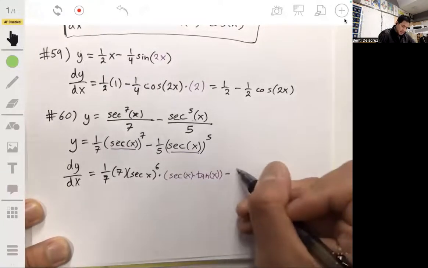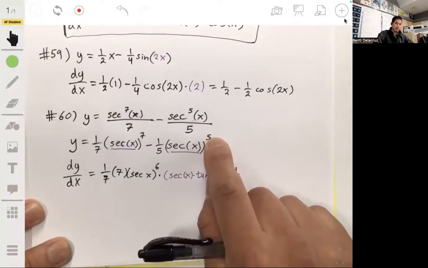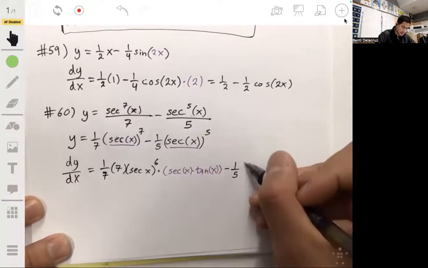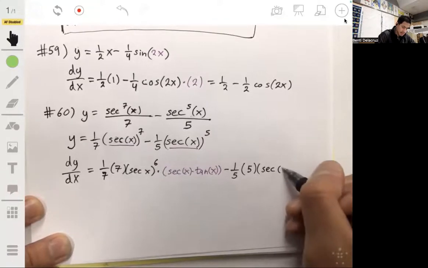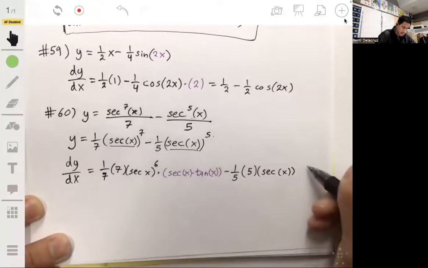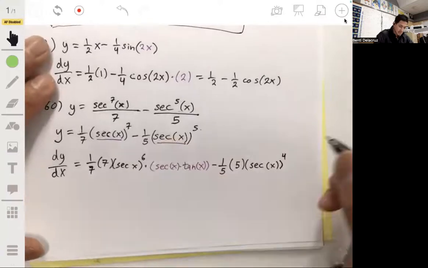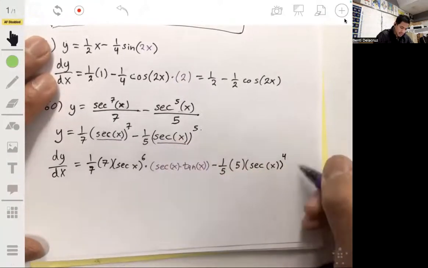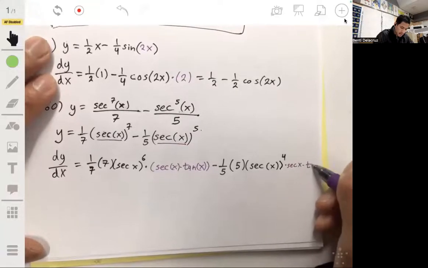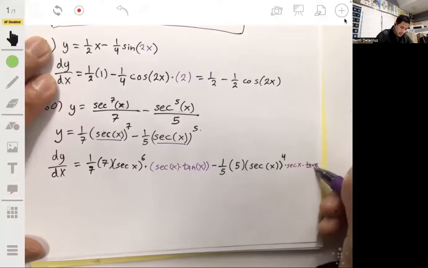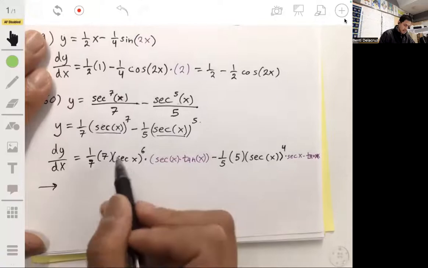And then here we'll have minus 1/5. And we're going to do the power function again, the derivative of the power function, because we have an exponent there. So 5 times, and leave the inside the same, 5 times the secant of x, all to the 4th power, multiplied by the derivative of the secant of x. And that'll be, again, secant of x, tangent of x. If I can fit it there. Let me drag it to the next line. And now we just clean it up, simplify.